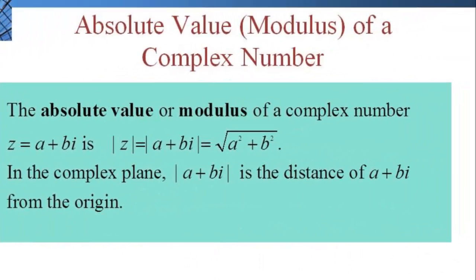If we have the complex number z equal to a plus bi, and we want to find the distance from the origin to z, we would take the absolute value of the complex number. And the way you find that is just take the square root of a squared plus b squared. The absolute value is called the modulus of the complex number. The plural of that is moduli.